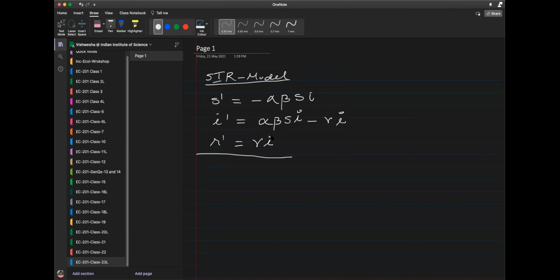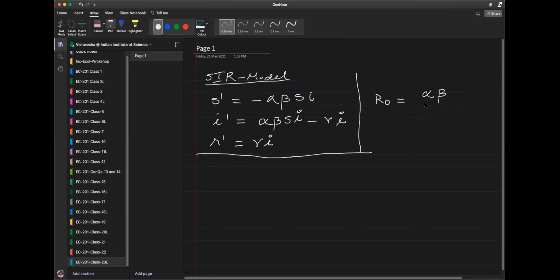Is it correct now? Okay, so we had this simple SIR model. We wrote down the assumptions, and there we arrived at this basic reproductive number that was given by alpha beta divided by gamma, right? So what does this mean? We didn't discuss as much on this. This basically tells the following.